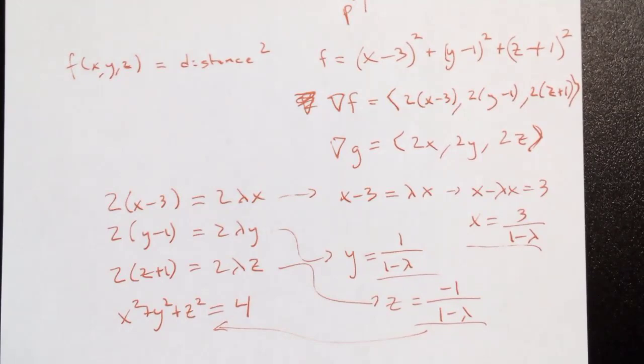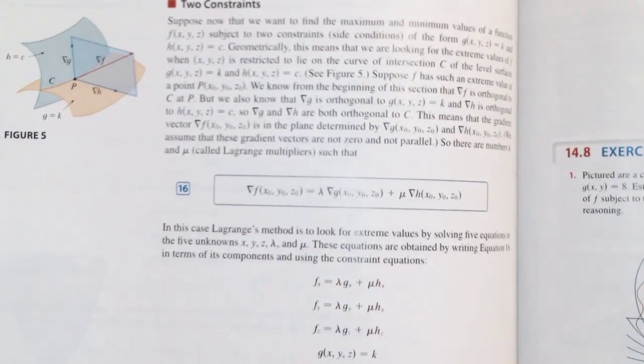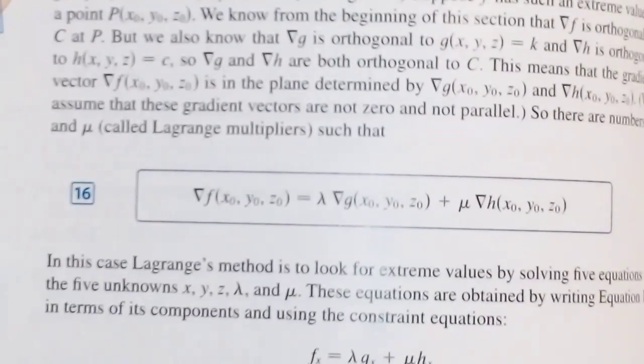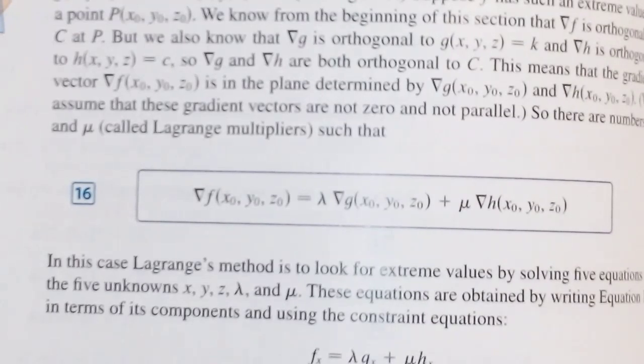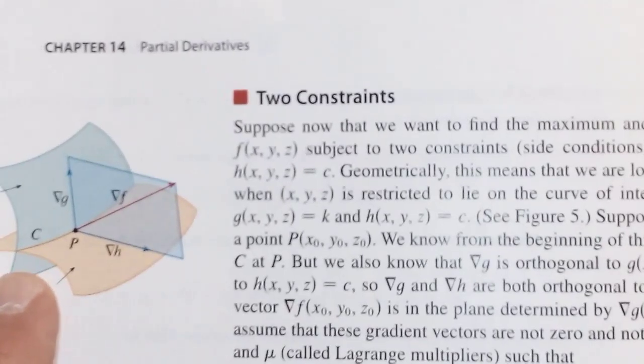You can do more than one restriction at a time. If you have more than one restriction, then you'll need to have a linear combination. Gradient of f is equal to something times gradient of g plus something times gradient of h, where h and g are my two restrictions. We're in the subspace spanned by those two gradients. This is the intersection of the two different curves.